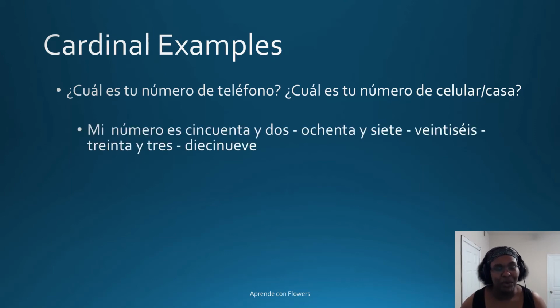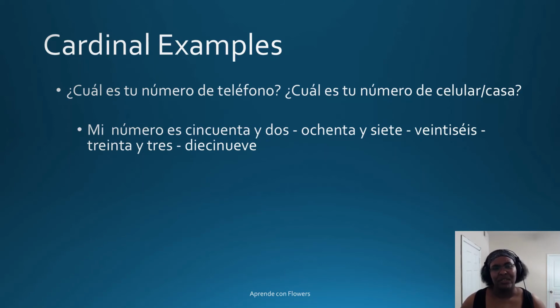But sticking with phone number, we can go with mi número es, my number is, and then you would say the numbers. In Spanish, in Latin American places, they give the numbers two digits at a time. So you would start with, for example, 52, 86, 26, 33, 19. So that's two digits grouped together, two digits at a time. Whereas in the United States, and some other places, maybe the United States seems to be on its own in this one, so maybe.